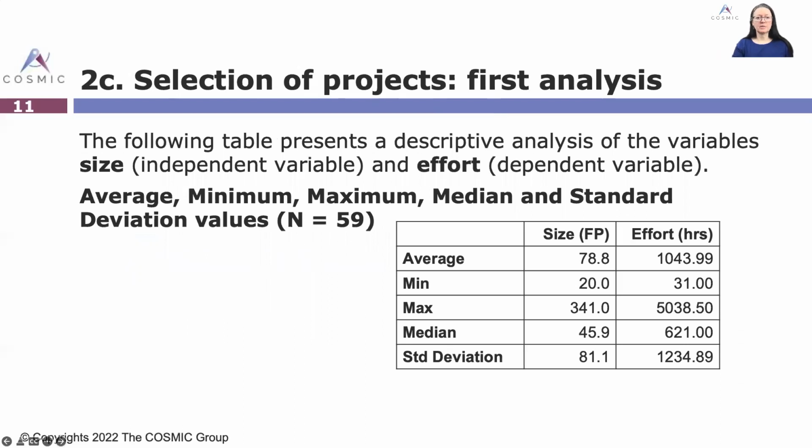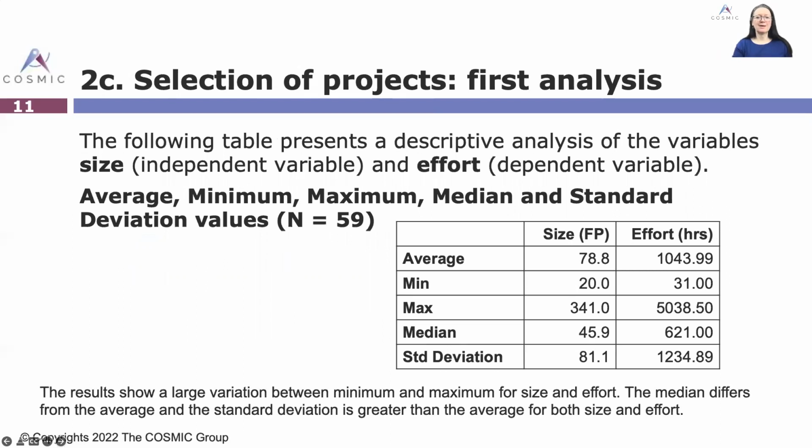So for the first analysis, we will look at average, minimum, maximum, median, and standard deviation. So we have here the size, which is the independent variable, and the effort, which is the dependent variable. Well, the results show a large variation between minimum and maximum for both size and effort. And the median differs also greatly from the average. And if we look at the standard deviation, it's even greater than the average in both cases. Let's look at the data graphically.